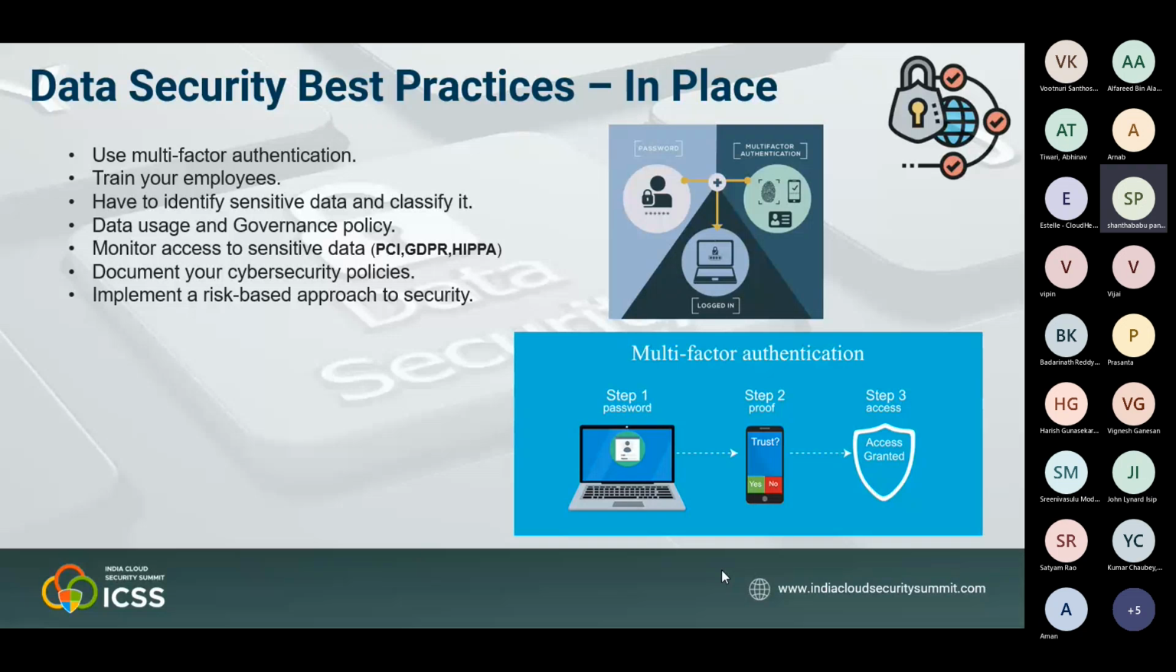And monitoring access of sensitive data, as I mentioned, like all the other things. And documenting your cybersecurity policies is very important. So we need to prepare that document of cybersecurity policies. I need to have the digital sign.